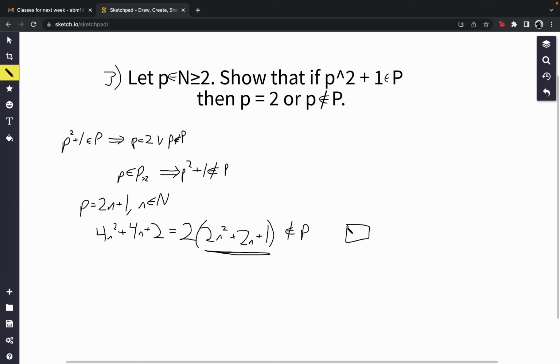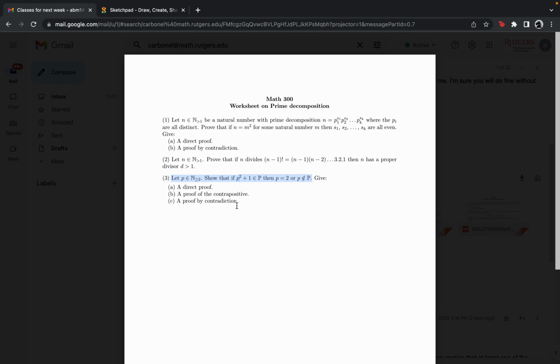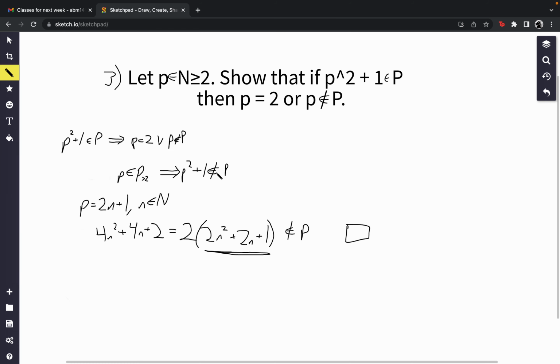And so I know that in our problem it says give a direct proof, proof by contrapositive, proof by contradiction. I think that the proof by contrapositive is the easiest to see. And again, I'd be happy to discuss any of the other proofs with you guys. But I do think that this problem lends itself most to a proof using the contrapositive form.